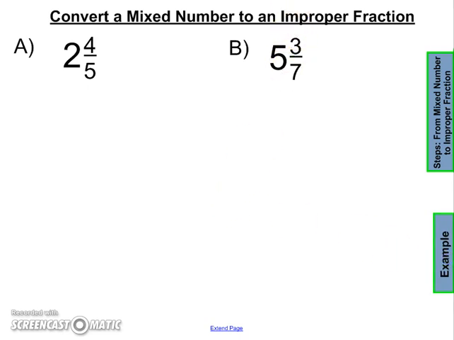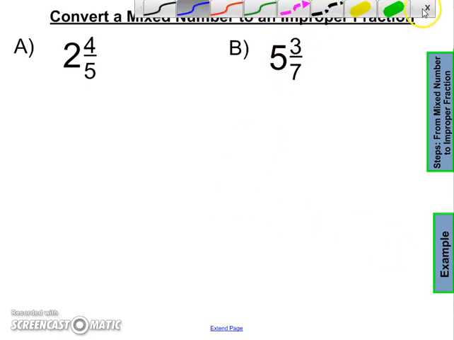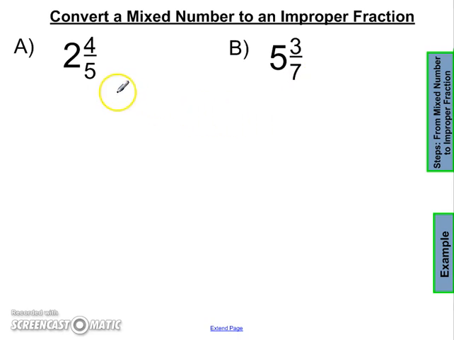So now, let us go ahead. I'm going to go through the quick way. Actually, I'm going to go through the quick way twice, and then I'm going to show you one other thing, and then you will be off to do practice. 5 times 2 is 10. 10 plus 4 is 14. So 14, and keep your denominator.